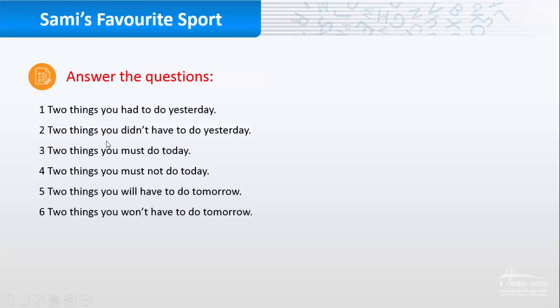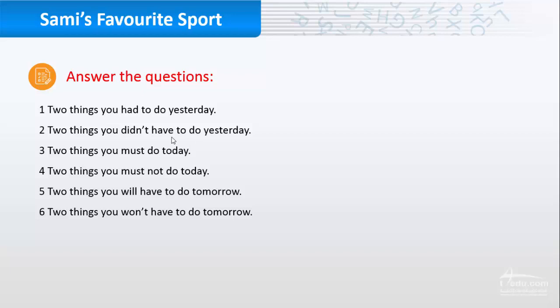For example, I didn't have to clean my room yesterday, or I didn't have to do my homework yesterday. So these are 2 things. Number 3, 2 things you must do today. For example, I must go to school. I must drink milk in the morning. So these are must do today.